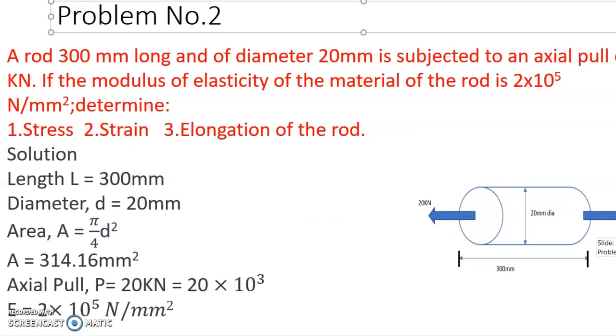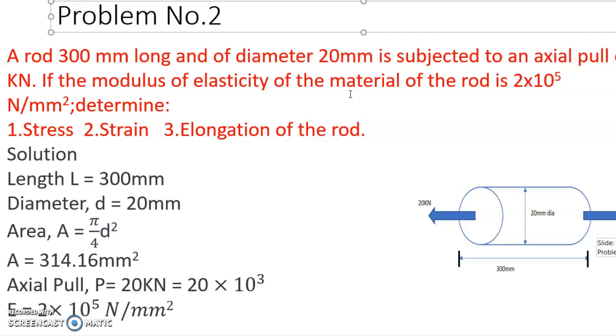This is problem number 2. A rod 300 mm long and of diameter 20 mm is subjected to an axial pull of 20 kilonewton, and the modulus of elasticity of the material of the rod is E equals 2 into 10 to the power 5 Newton per mm square. Determine stress, strain and elongation of the rod.